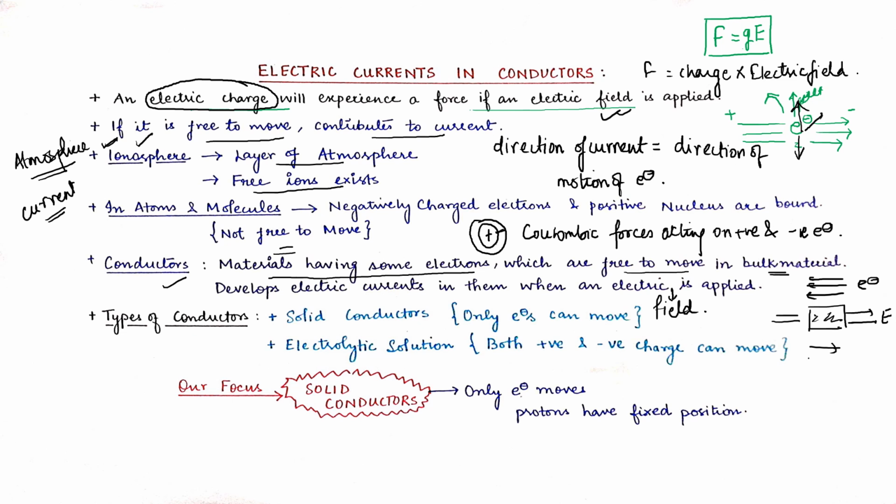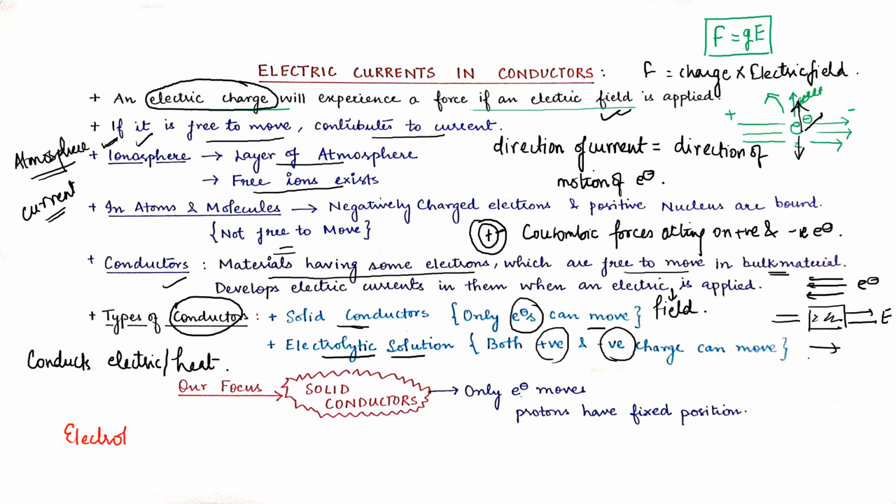Now, types of conductors. We have different types of conductors. A conductor is something which conducts electricity or heat, and it is not just solid. There are solid conductors, in which only electrons can move, whereas in electrolytic solutions both positive as well as negative charges can move. Now, what is an electrolytic solution?